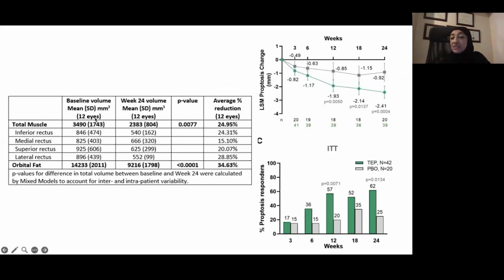If you look here at the muscle volume, it has reduced dramatically with a significant p-value. Those inflammatory muscles behind the eye have reduced in size, and so did the orbital fat. Clinically this translated into a proptosis reduction of 2.4 millimeters.